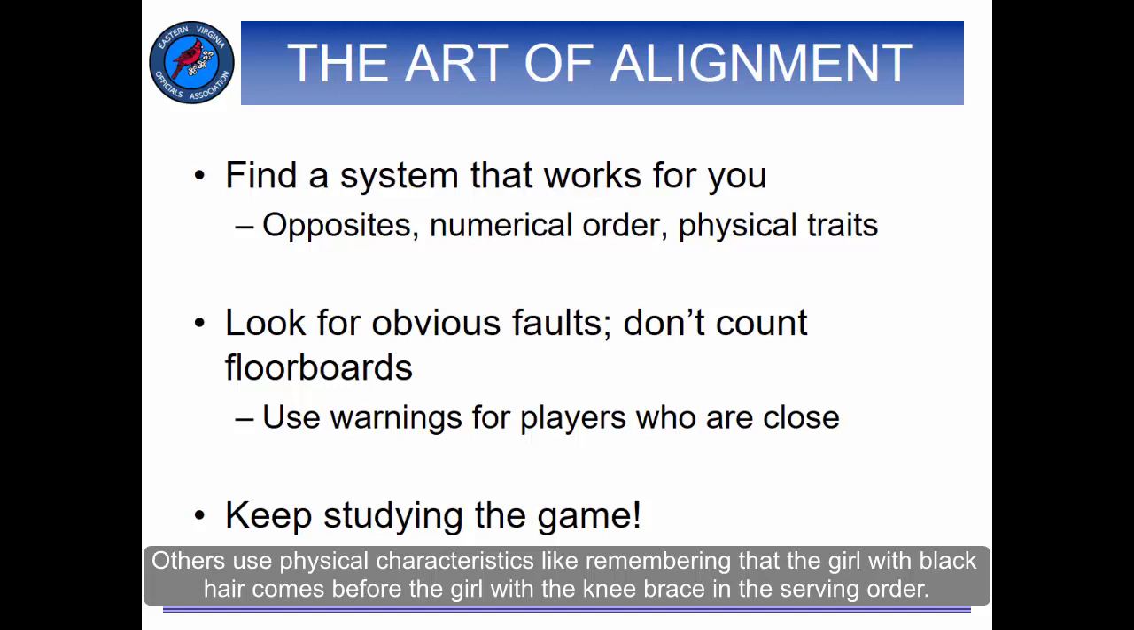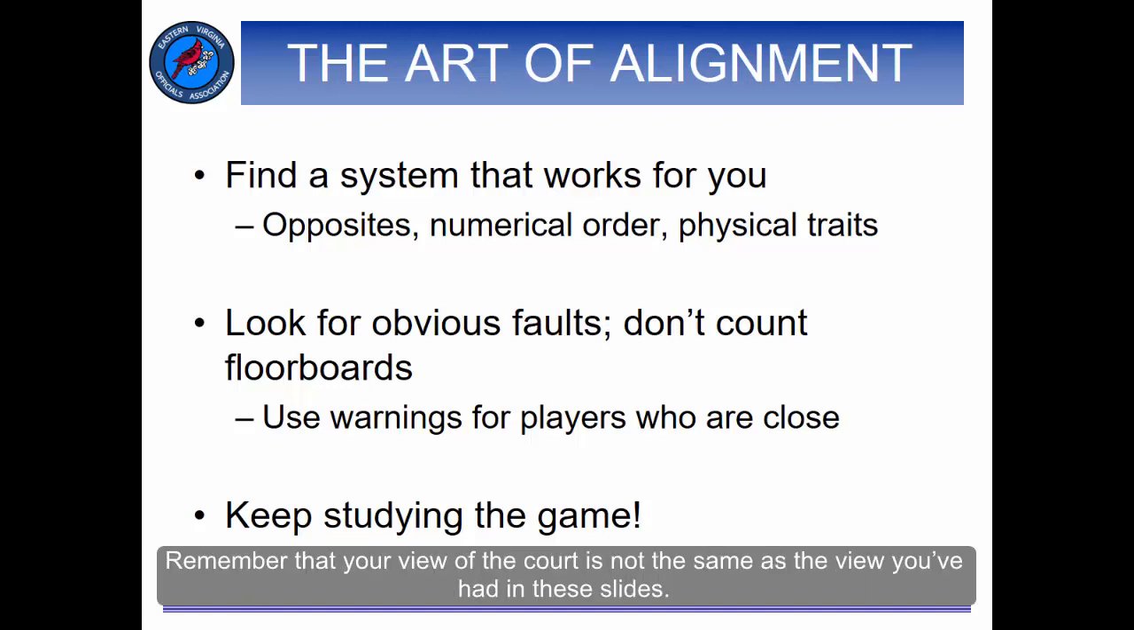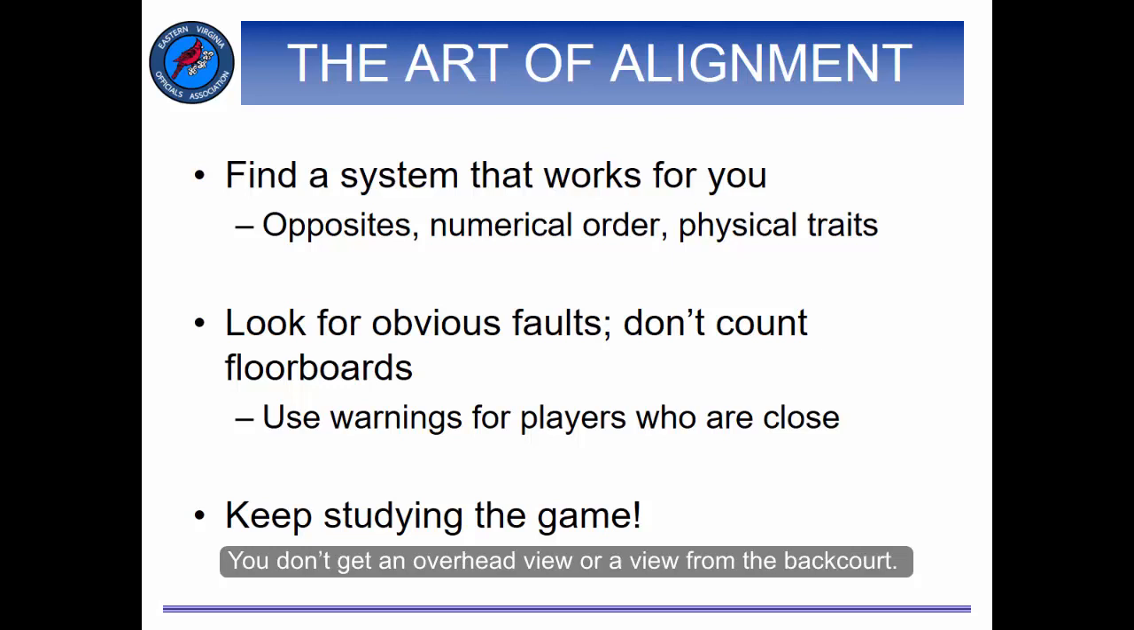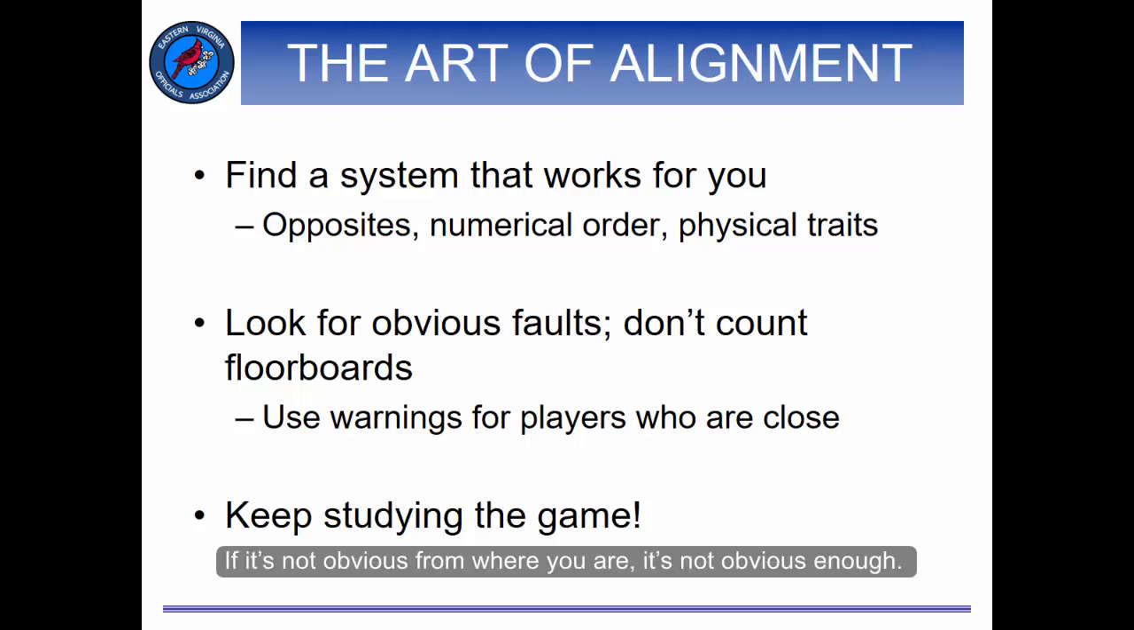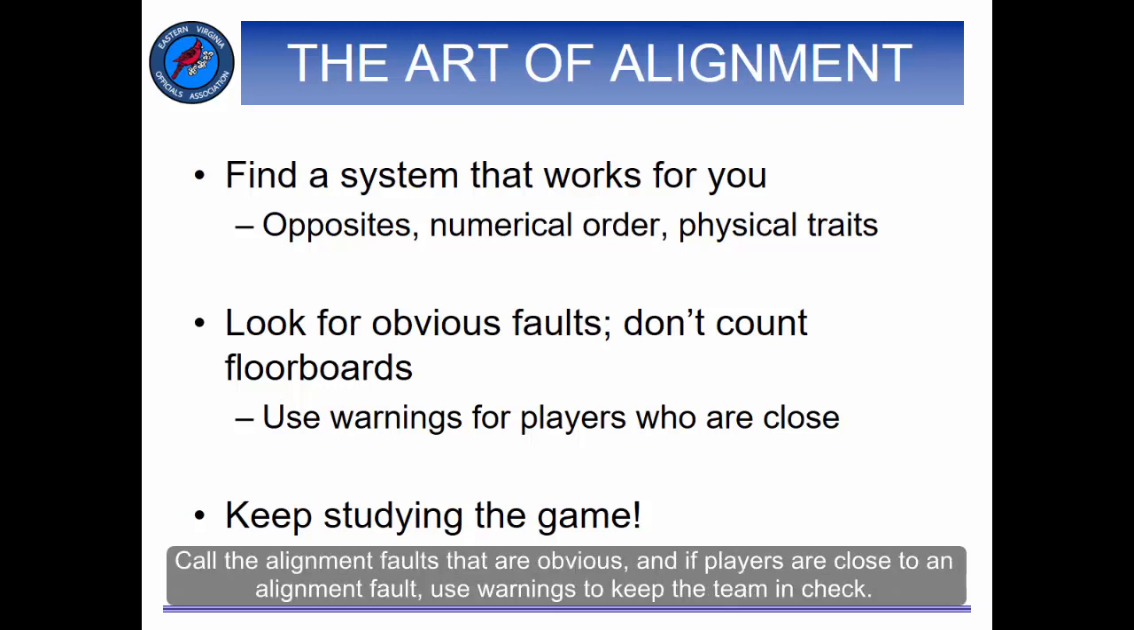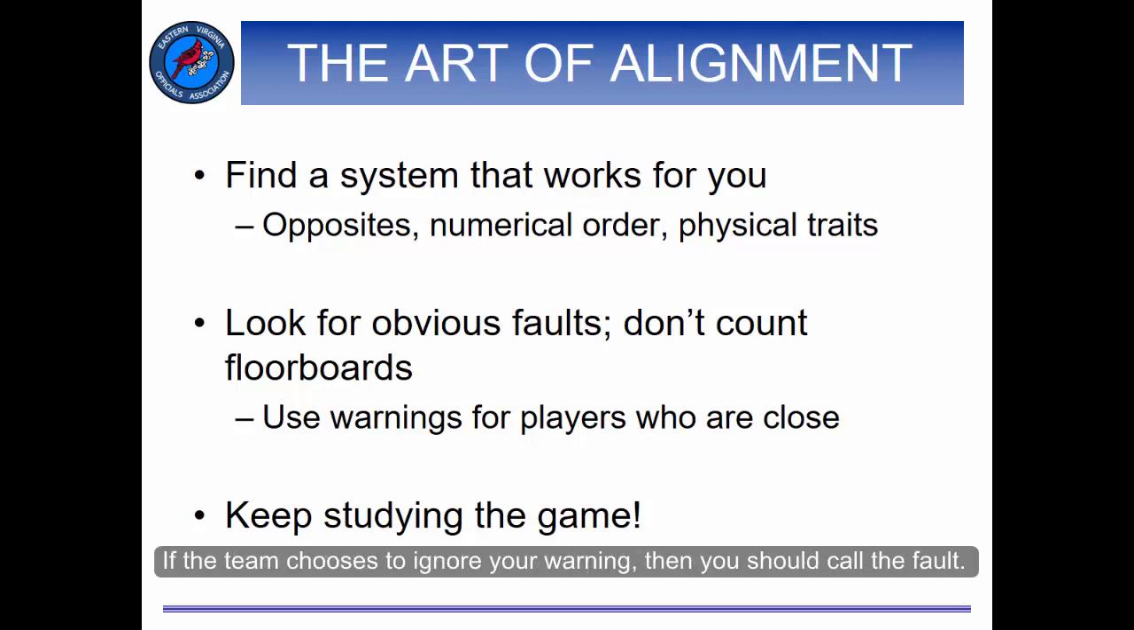in the serving order. Remember that your view of the court is not the same as the view you've had in these slides. You don't get an overhead view or a view from the back court. Your side-on view as the R2 can distort your angle. Don't maneuver yourself far off center to try to get the best angle on what might be an alignment fault. If it's not obvious from where you are, it's not obvious enough. Call the alignment faults that are obvious, and if players are close to an alignment fault, use warnings to keep the team in check. If the team chooses to ignore your warning, then you should call the fault.